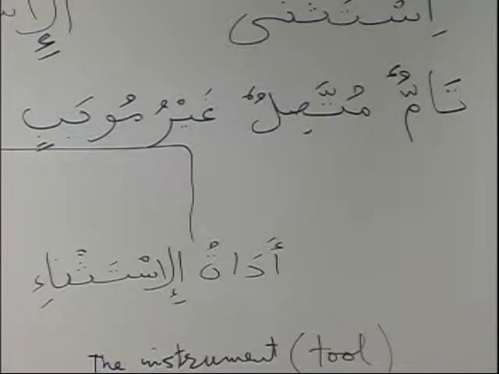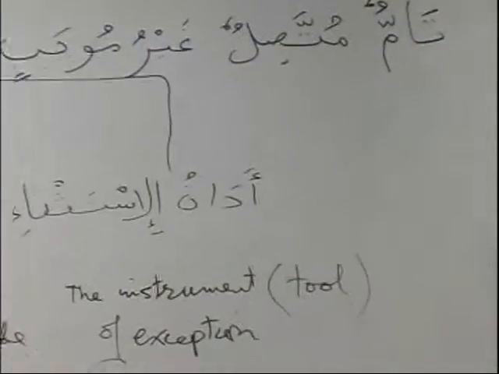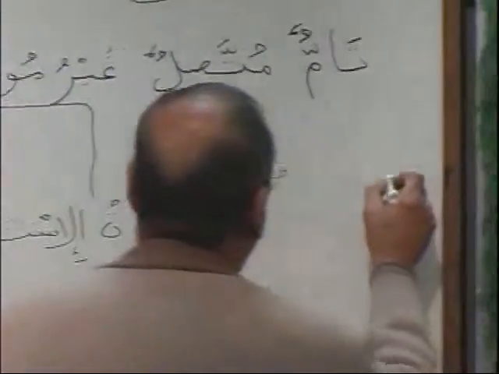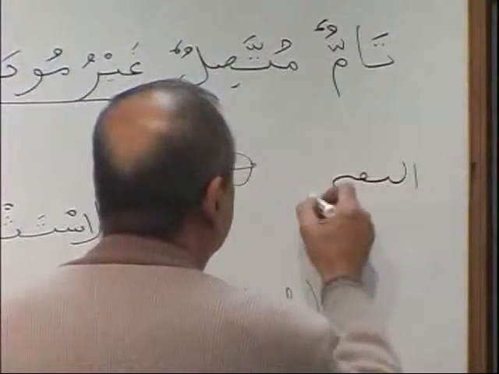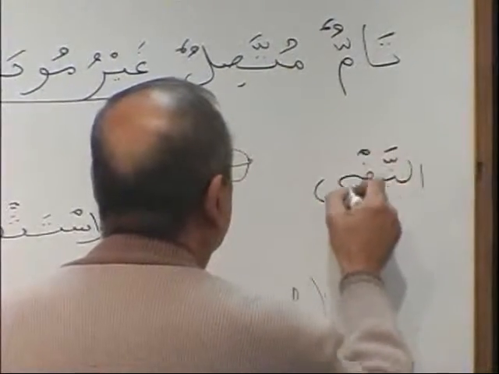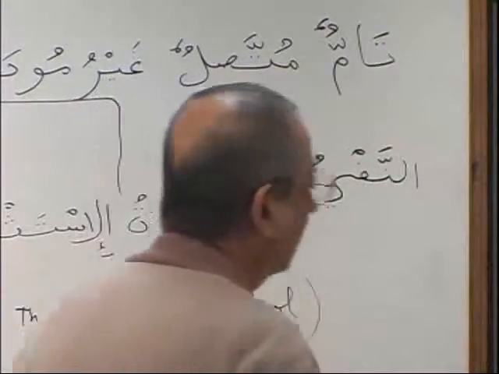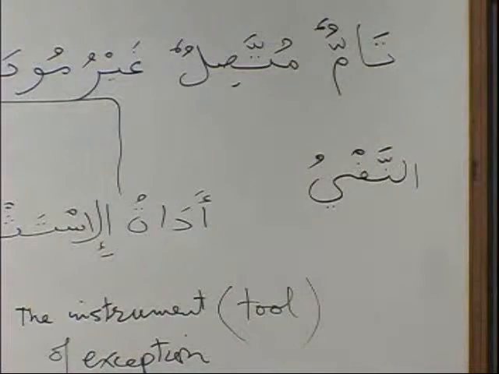Now, what will you call this? It's the negation, simple negation. What is it? An-nafyu. Write down an-nafyu. Okay. Next sentence, brothers and sisters.